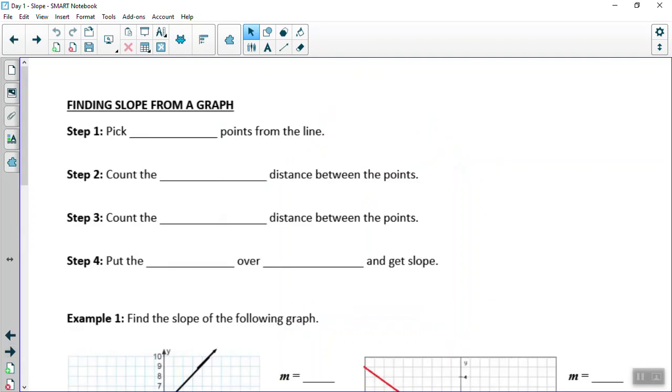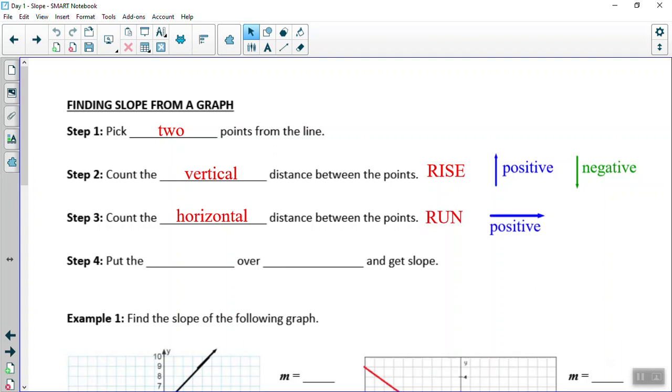All right, when we want to find slope from a graph, we start by picking 2 points from the line. Then we're going to count the vertical distance between the points. This is our rise. So 2 things to remember: if we're going up, our rise is positive. If we're going down, our rise is negative. Then we count the horizontal distance between the points. This is our run. If we're going right, our run is positive. If we're going left, our run is negative. Finally, we put the rise over run, and we get slope. We always do want to make sure that that is in simplest form.